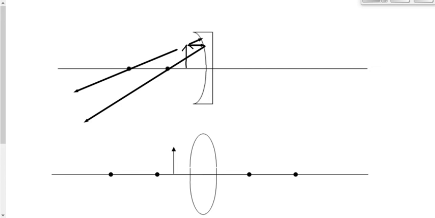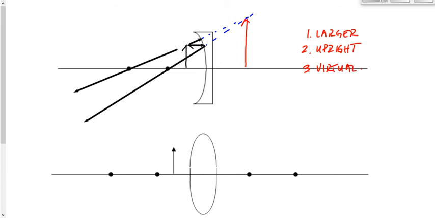They don't intersect anywhere, so I'm going to extend those rays, the reflected portion of those rays, that is, back behind the mirror, and I'm going to find that it produces an image that is larger, upright, and it is virtual. We know it's virtual because dotted lines intersect.